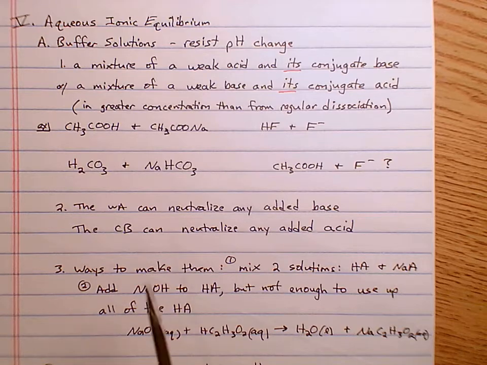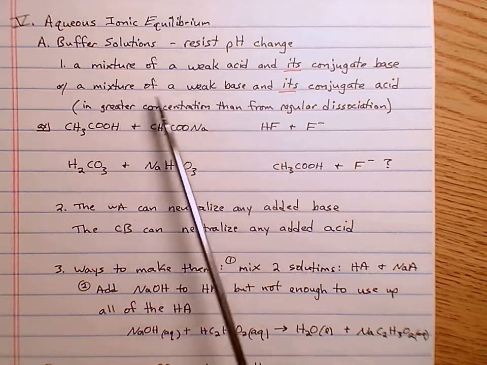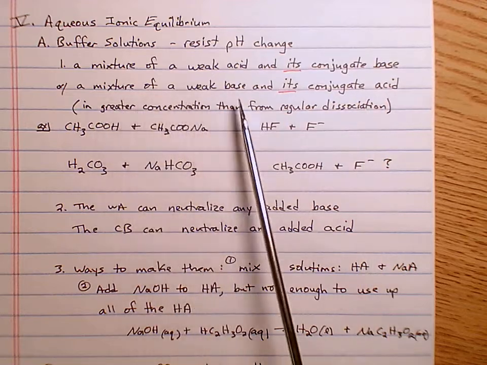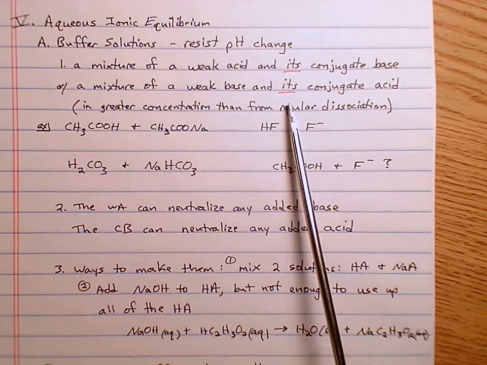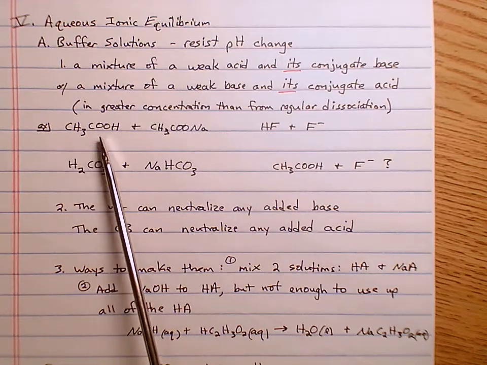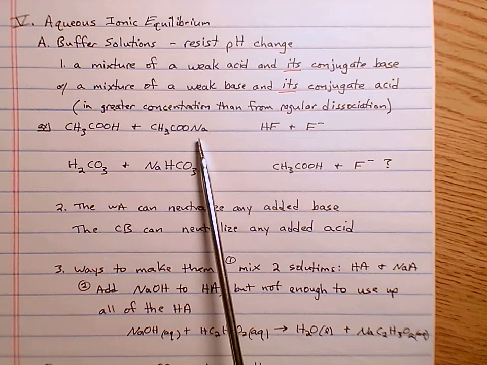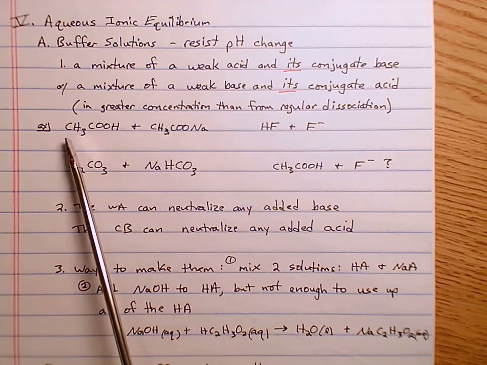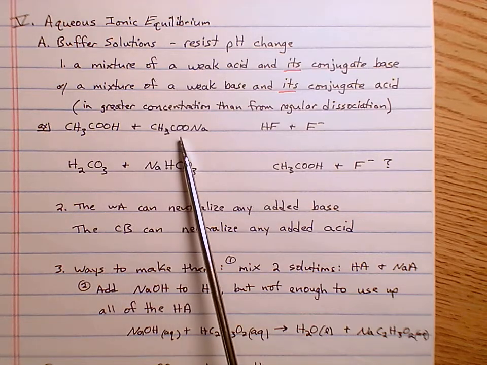All right, so let's look at buffer solutions. These are solutions that resist pH changes because they have a mixture of a weak acid and its conjugate base, or a mixture of a weak base and its conjugate acid. So, for example, if you had CH3COOH as your acid, its conjugate base is CH3COONa. Now, sodium is just a spectator ion, so it could just be CH3COO minus. But if you have acetic acid, its conjugate base is acetate.